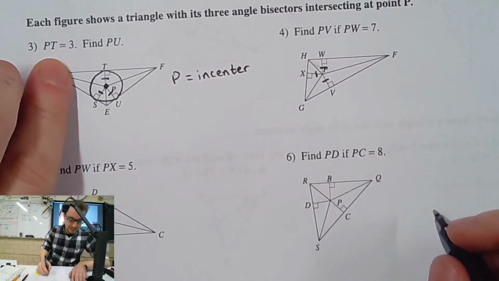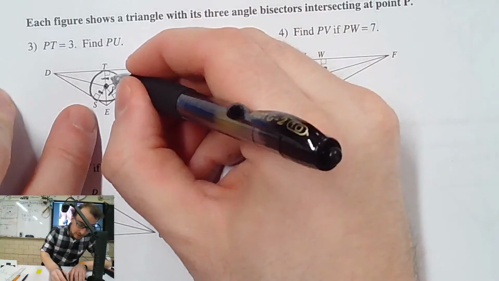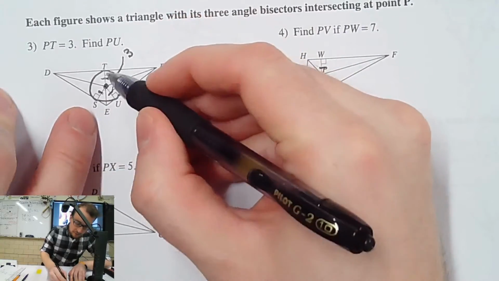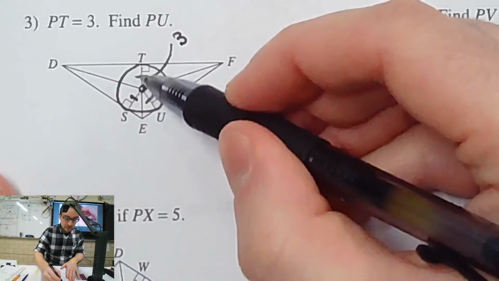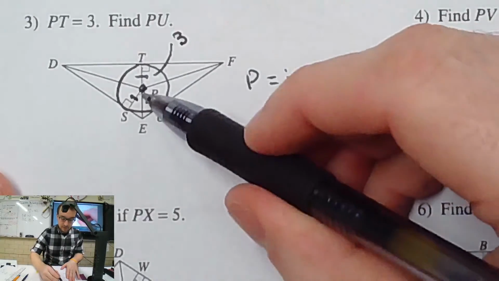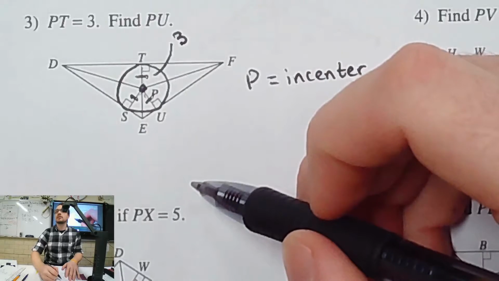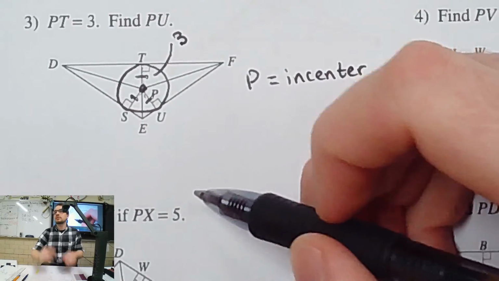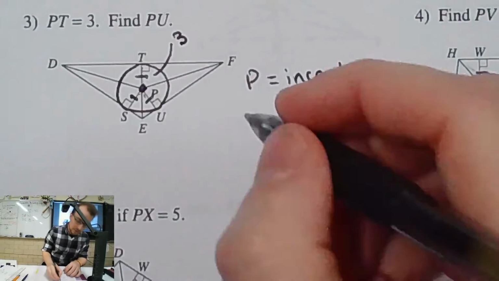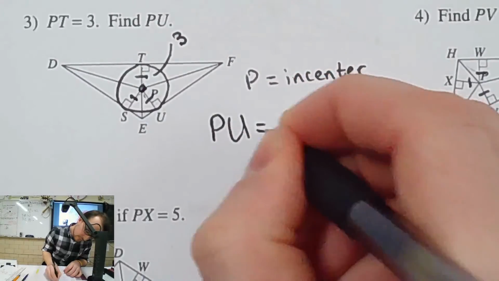Okay, so what question are they even asking us? Well, they're saying that PT is 3. So this side right here, PT, let me zoom in so you can see it even more. They're saying that PT is 3. And they want us to find PU. Well, if all those are radii, right, the radius of the circle, it's always the same no matter where you go, right? So they're all 3.